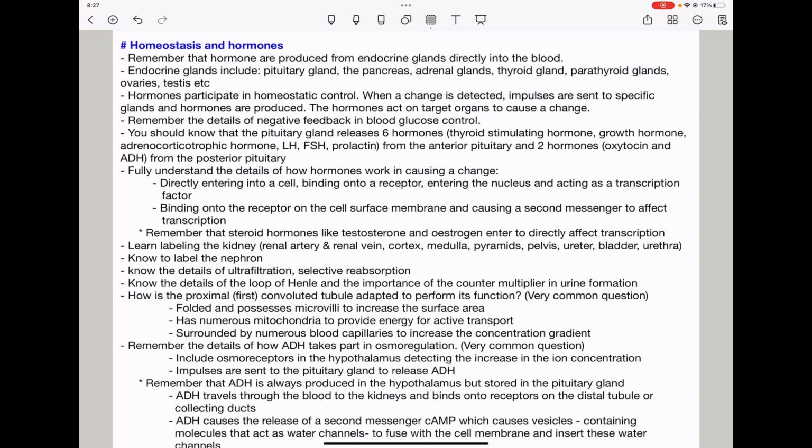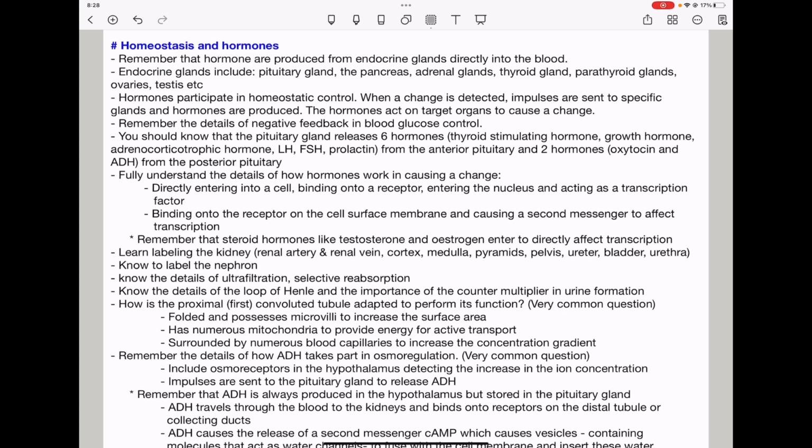So we have thyroid stimulating hormone, the growth hormone, adrenocorticotropic hormone, the luteinizing hormone, follicle stimulating hormone, as well as prolactin. Those 6 hormones are released from the anterior pituitary, and the 2 hormones, oxytocin and ADH, are released from the posterior pituitary. And on this note, you need to know that actually ADH is not produced in the pituitary gland. It is just stored there. However, it is produced in the hypothalamus.